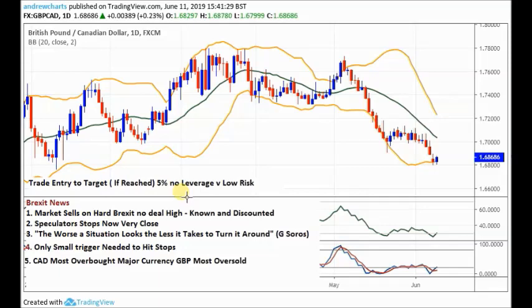So why do I think the pound is going to have such a big rally? Well, it's had a big fall, okay? And why did it have a big fall? You should look at that. Well, it's obviously Brexit news. The market sells on a hard Brexit, i.e. no deal being done between the UK and Europe, because the UK is probably going to have a hardline Prime Minister. Well, we know that, don't we? It's known and discounted now.